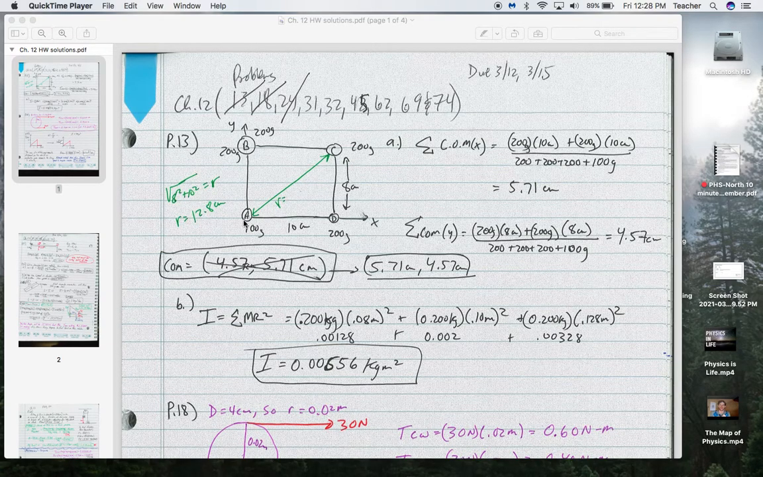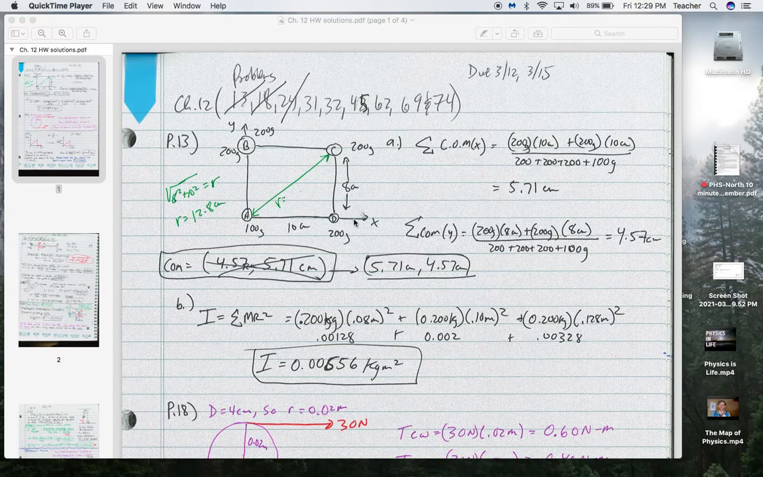Problem 13 here. We have four spheres, each with a mass at different locations, and it's asking, first of all, what's the center of mass of the system? The summation of the masses times the positions in each x and y direction, divided by the total mass, would give us that location. These two masses are both at 10 centimeters in the positive direction on the x-axis, but the total mass of the system is 700 grams. So that comes up to 5.71 centimeters.